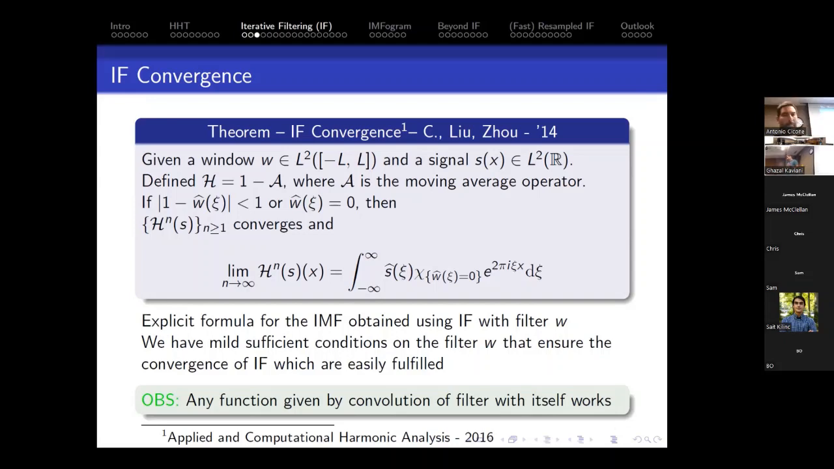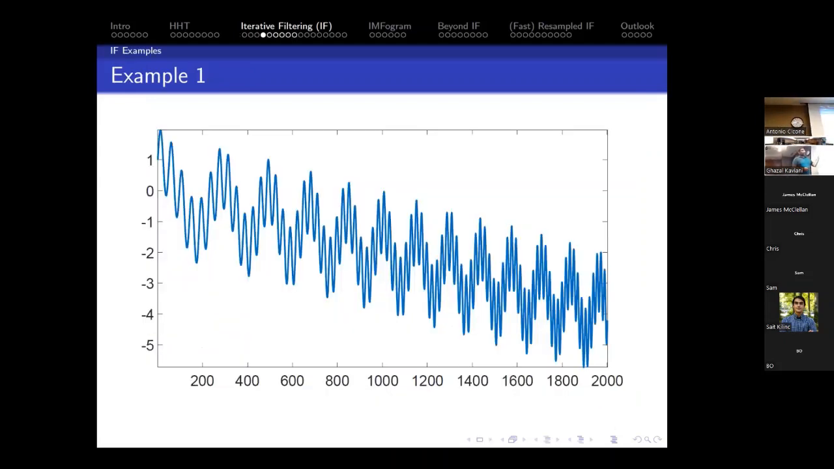Okay, but that was back in 2014. And here you can see an application. I mean, that's the signal I showed you earlier.